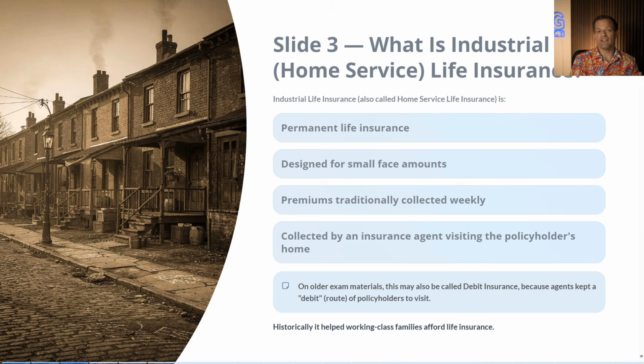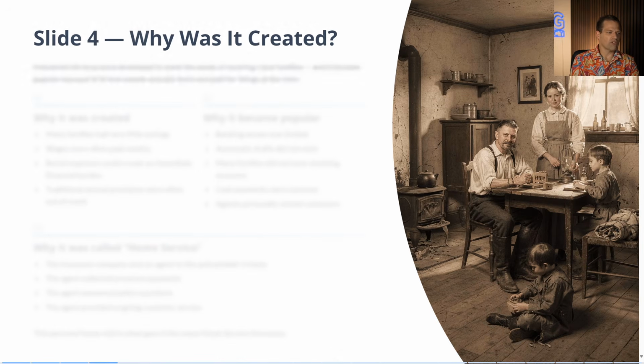And believe it or not, there are still agents that do rounds on debit routes picking up premiums. I used to see it all the time when I would be in the field. I'm like, they still do that? And that was like 15 years ago, but there are agents who still do it. So why was it created? Because industrial life insurance developed to meet the needs of working class families.